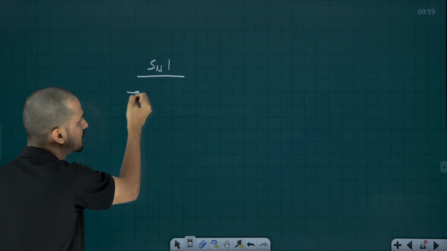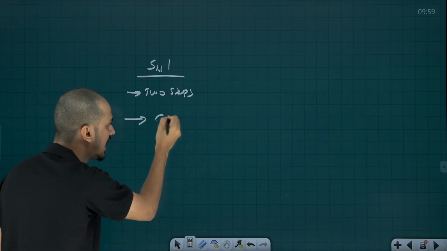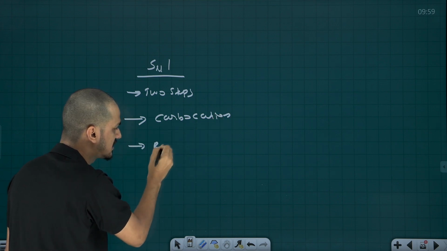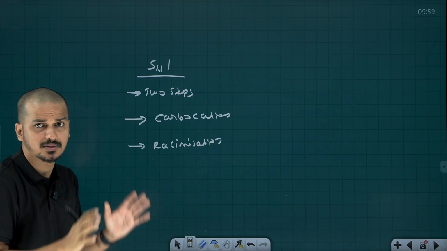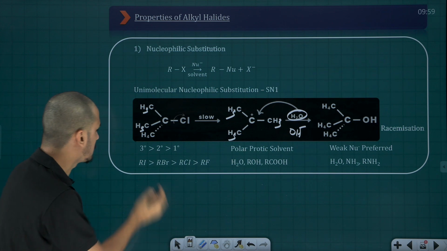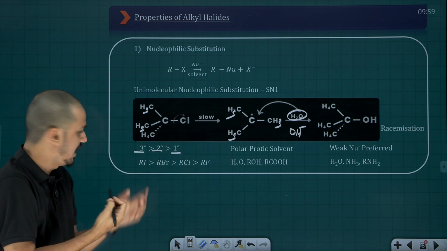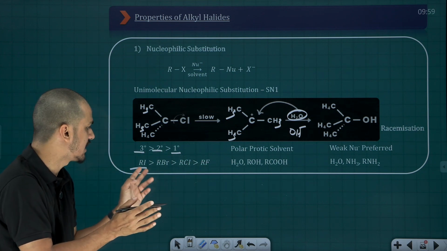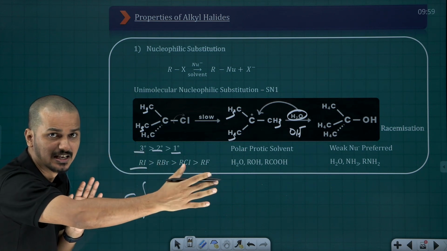So SN1 means, remember this idea: two steps, carbocation mechanism, and racemization. Okay, two steps, carbocation and racemization. And if it is a carbocation mechanism, tertiary gives the reaction faster than secondary, than primary. Among RI, RBr, RCl, RF, RI will give this reaction faster than RBr because the C-I bond we can break easily. That's why.